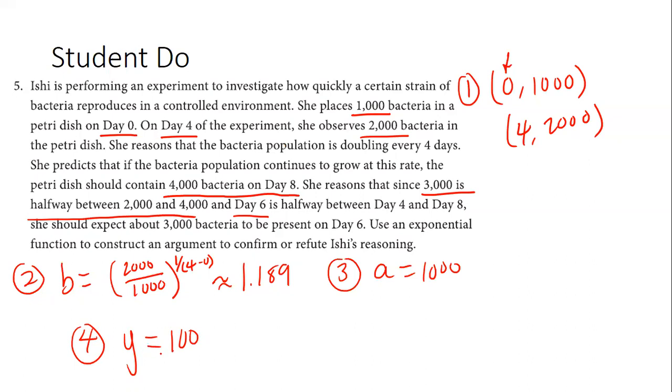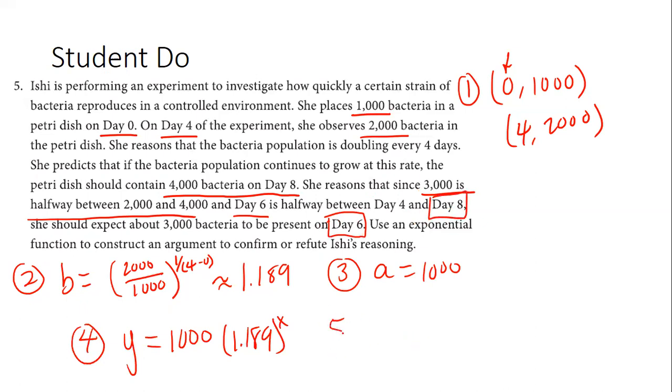Sorry for that. So Y equals A, 1,000 times B, 1 and 189 thousandths to the X. So here is my Y. It wants to know, was she correct about day 6? And obviously we need to also verify whether we're right about day 8. So we're going to find the values of day 6 and day 8.